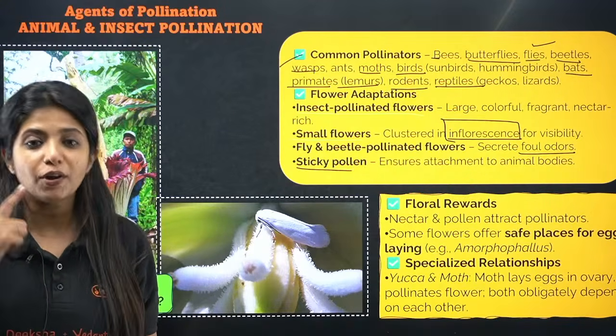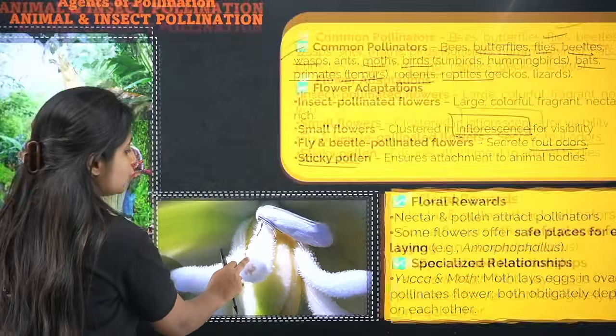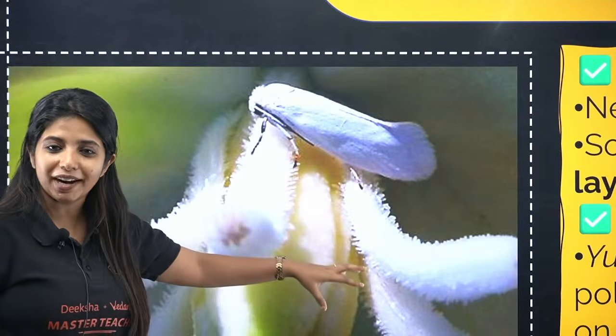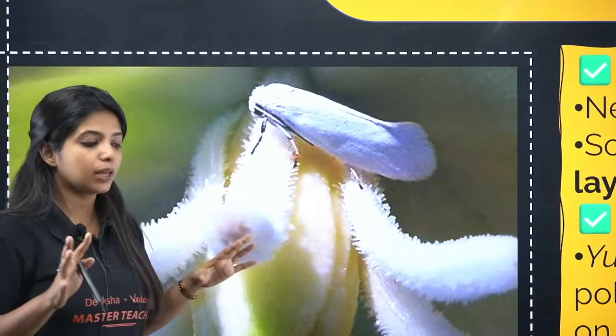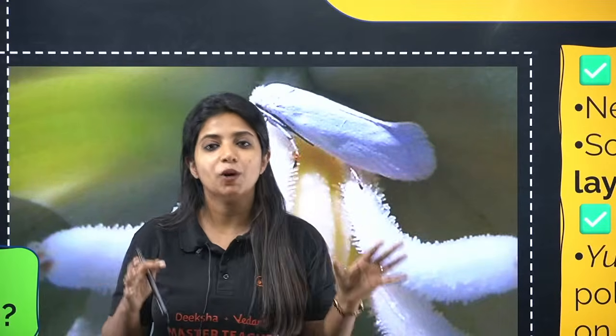Now apart from that, you have one more example, and that is of yucca and the moth. So this is yucca. Now the moth looks just like one particular part of the yucca, right? This is the moth and this is the yucca plant, and both of them cannot live without each other. Why?